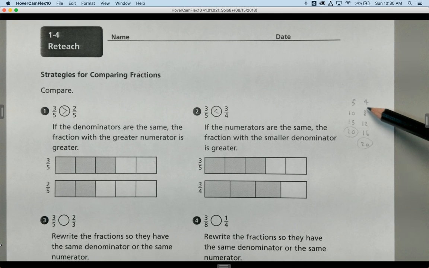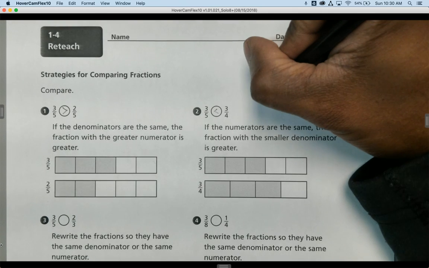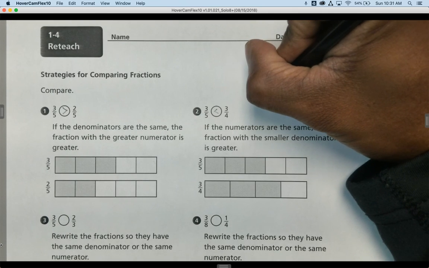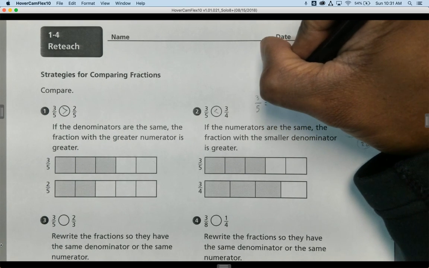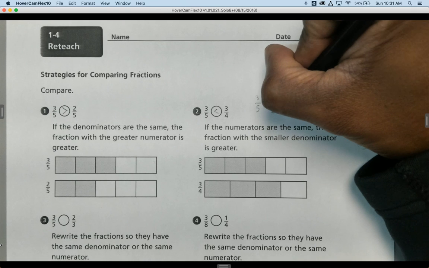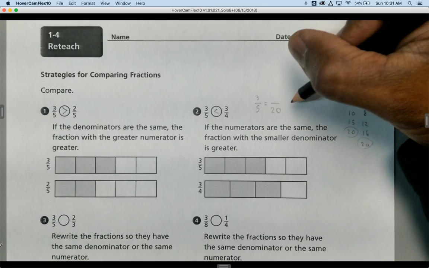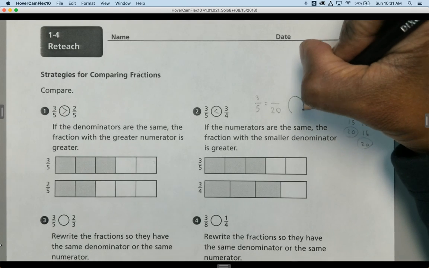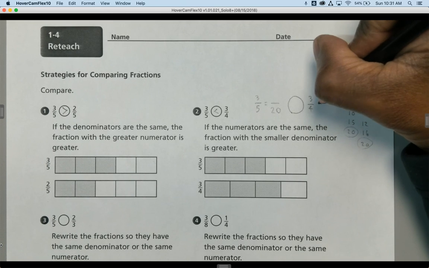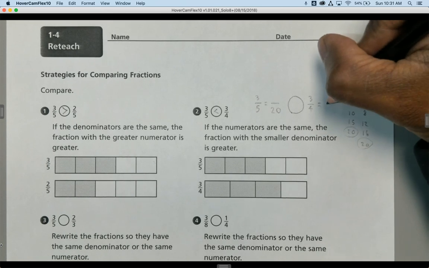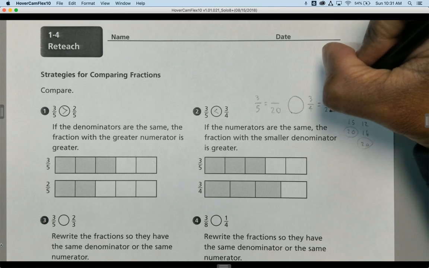Now, let's rewrite this using what we know of equivalent fractions. We're going to rewrite 3/5 as something over 20. We're going to rewrite 3/4 as something over 20. Remember, what we do to the bottom, we do to the top.